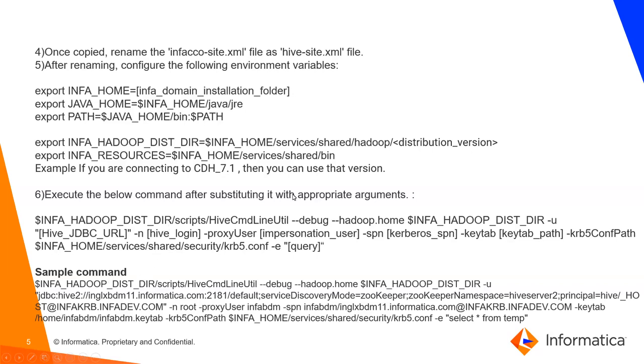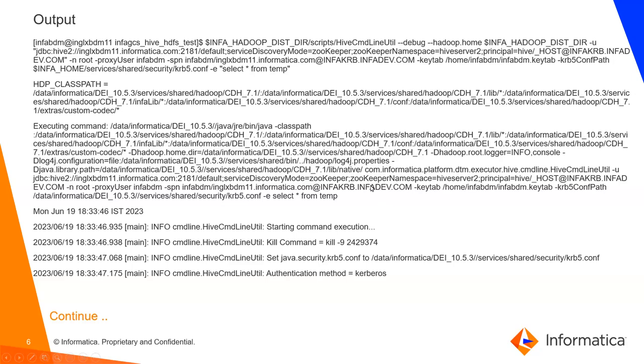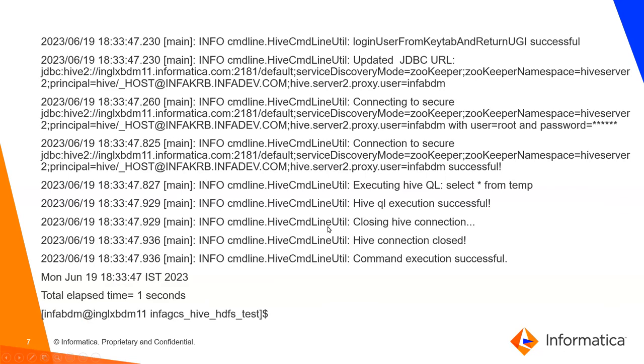You need to pass the impersonation. First is the JDBC URL that I have passed over here, and next one is the Hive login, hyphen n. I am using the root user, and the proxy user is infa_pdm, and the SPN which I am using, and the keytab information, and this is the krb5.conf file, and we need to pass the query. This is the sample output when I ran it in-house, and as you can see, the query execution is successful and the command execution is successful.